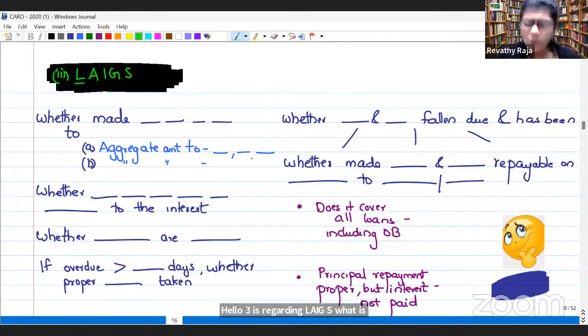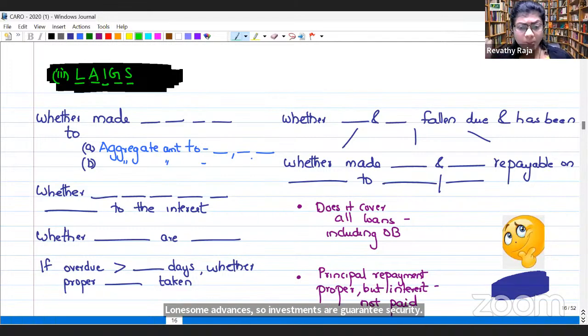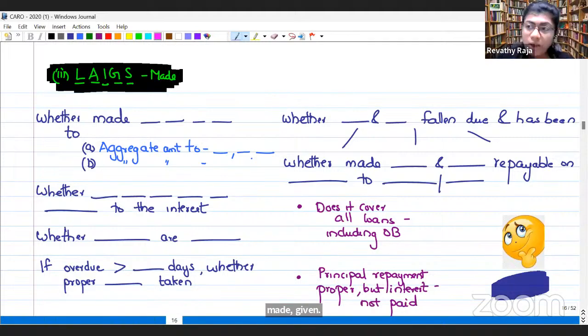What is this? Loans, advances, investments, guarantee, security. Is it what the company made or what the company got? Loans made or received? This is regarding the loans, advances, investments, guarantees, security made by the company, given, not taken. Now, is this an asset or liability in the company's balance sheet? Loans given, advances given, are assets.